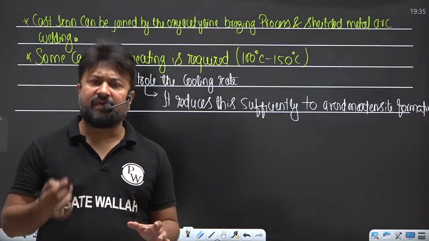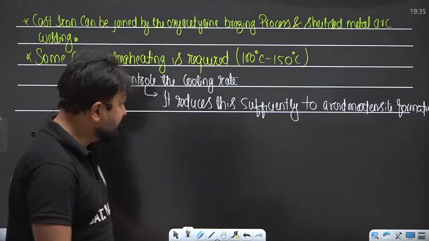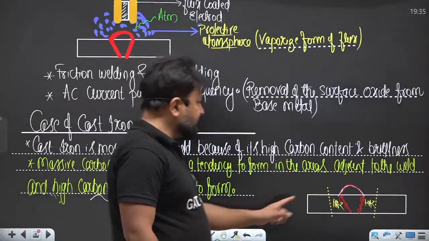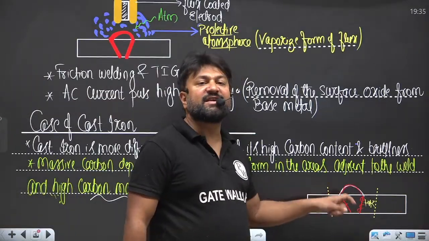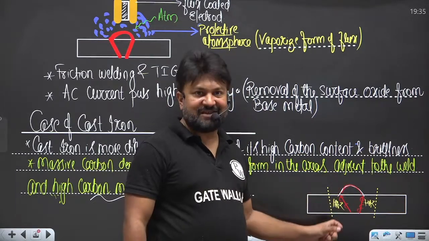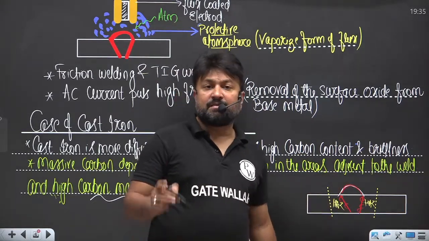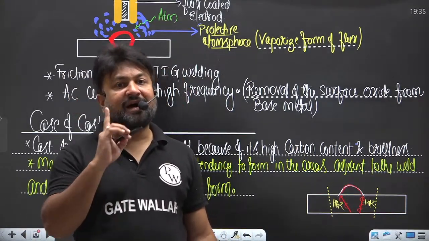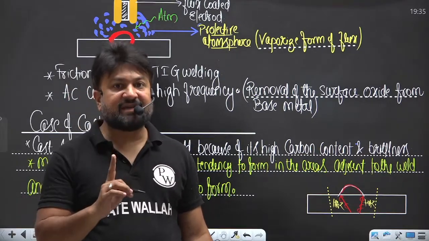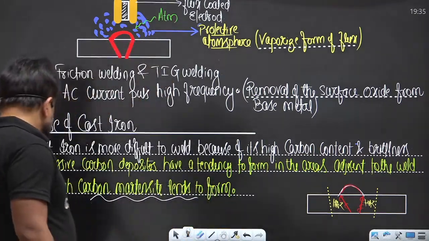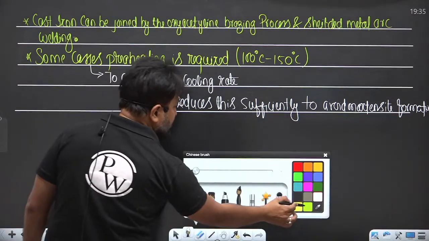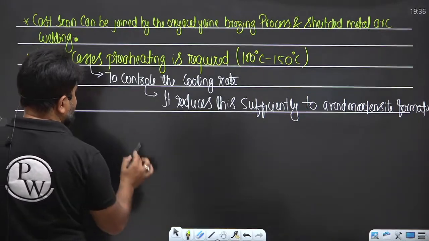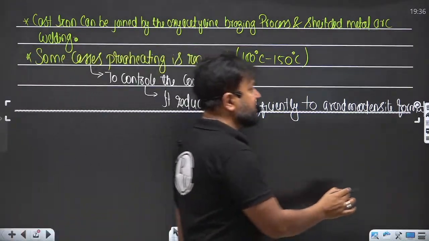Sometimes, if it is required, then do post heating. Post heating means after welding, you heat the joint and base plate. But remember that post heating at a higher temperature to temper the martensite is required. So if it is required, then do the post heating as well, my dear.